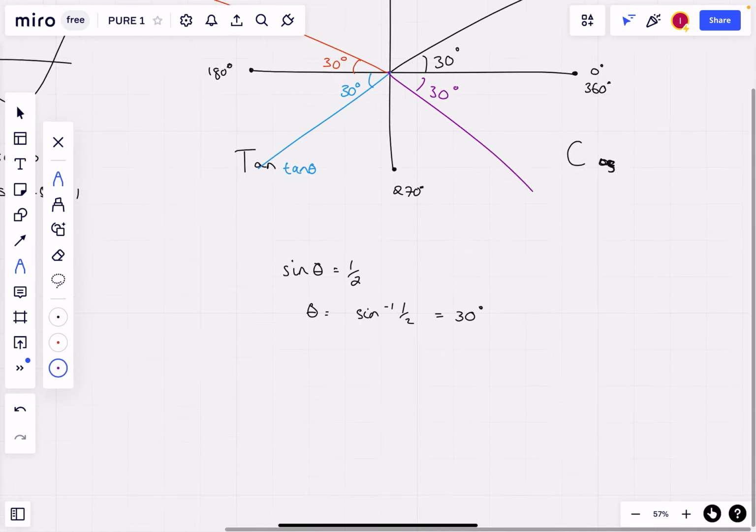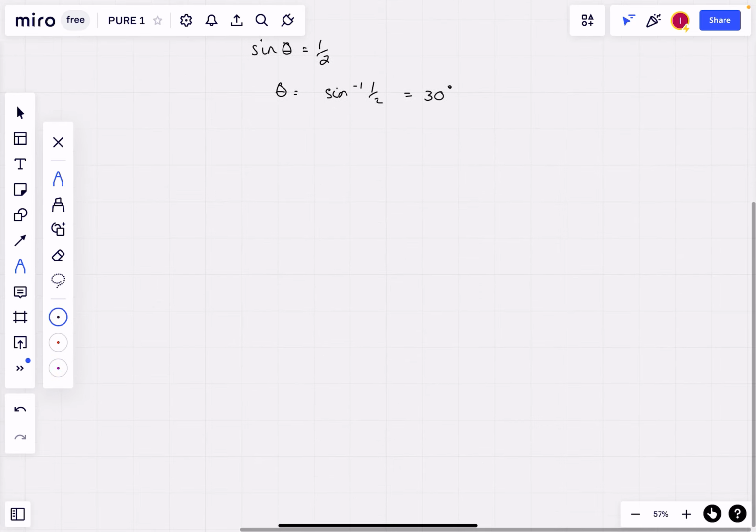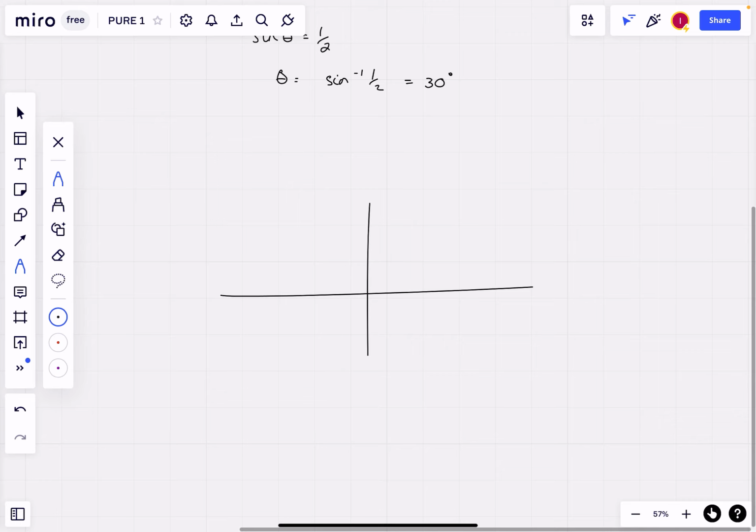So, let's look at this one in particular. CAST. 0, 360, 90, 180, 270. I draw 30 degrees. I have a sine function, which means it's going to reflect this way, and this is 30 degrees.